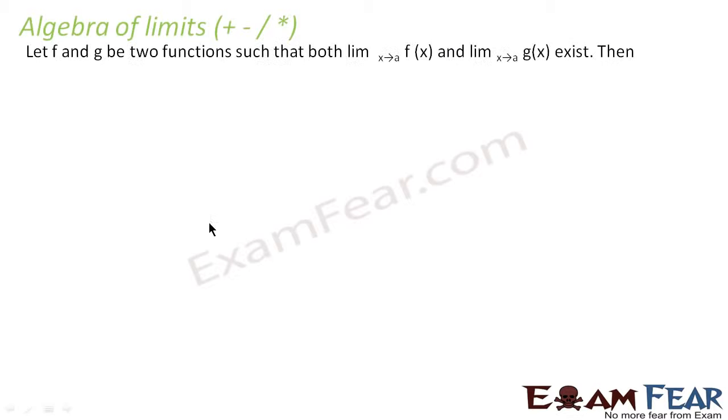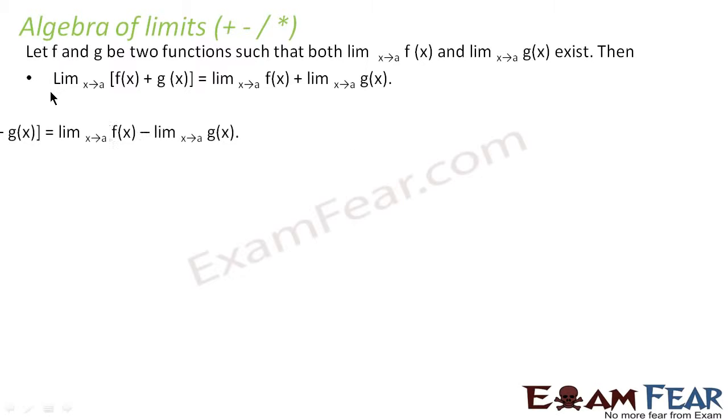Now let's discuss algebra of limits. Let f and g be two functions such that limits of both the functions f(x) and g(x) exist. Let me repeat, there are two functions f(x) and g(x), and the limit of both the functions exist. Then the limit of f(x) plus g(x), you combine these two functions, where x tends to a, is equal to the limit of f(x) where x tends to a plus the limit of g(x) where x tends to a. That means the addition property holds true for limits.